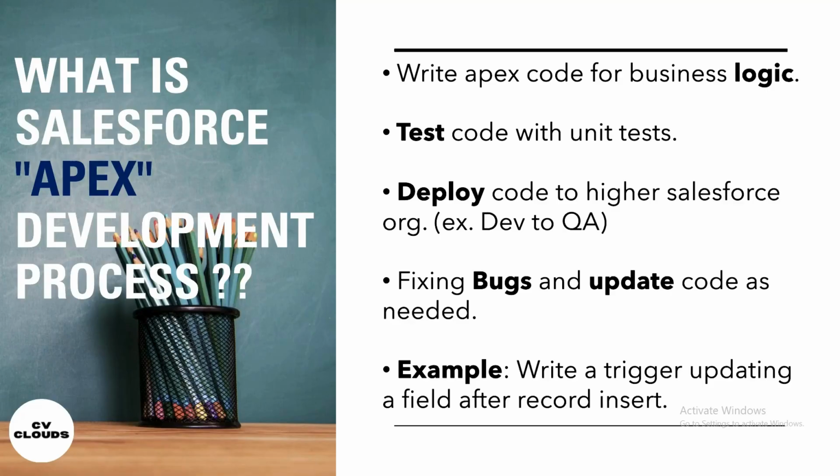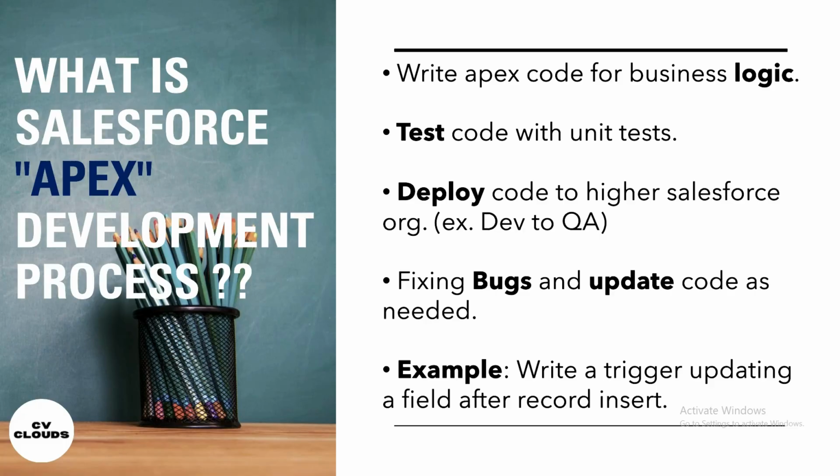Then once the testing is done, we can deploy the code to a higher Salesforce org. For example, let's say in the dev org we develop the things, and in the QA org we deploy the code for further testing. And in Salesforce we can fix the bugs and we can enhance our code as per our requirement. Let's say we have some enhancement or we got some bugs in our Apex code, we can fix it.